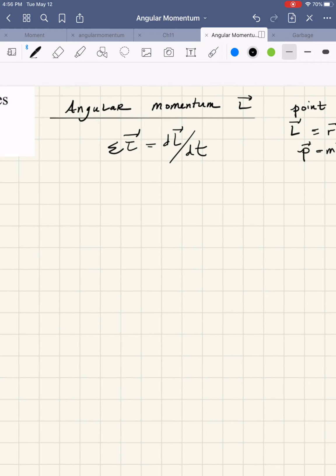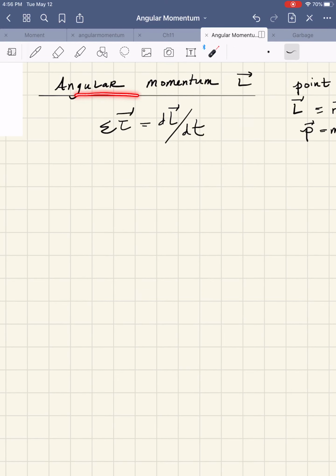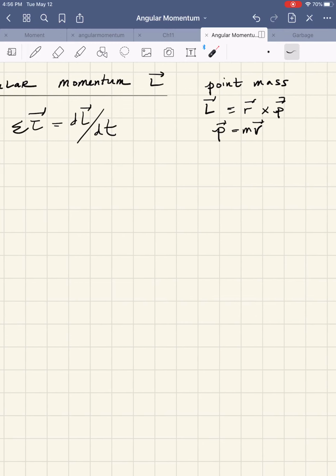Angular momentum, L vector. We have spent some time already talking about the angular momentum for a point mass as it was moving linearly and as it was moving in circular motion for the conical pendulum problem. And for the point mass, I've written up the equation here that the angular momentum is r crossed with the linear momentum m times v.